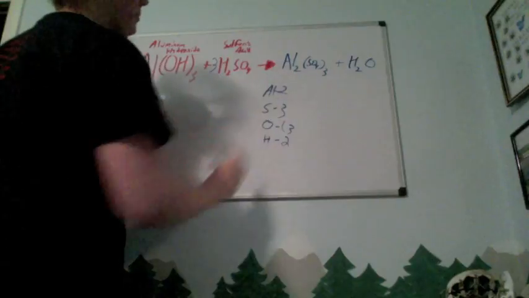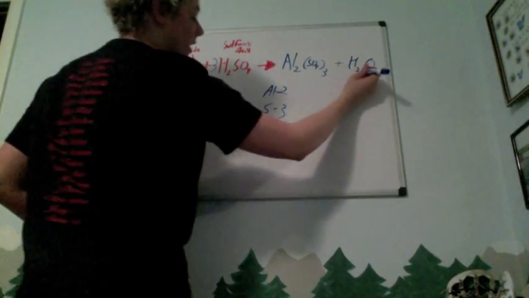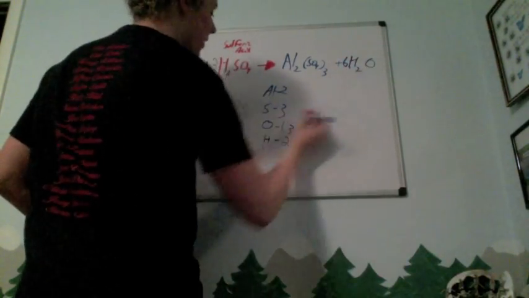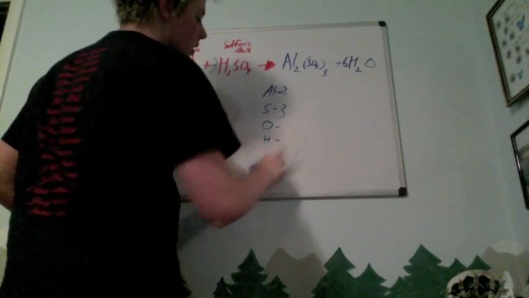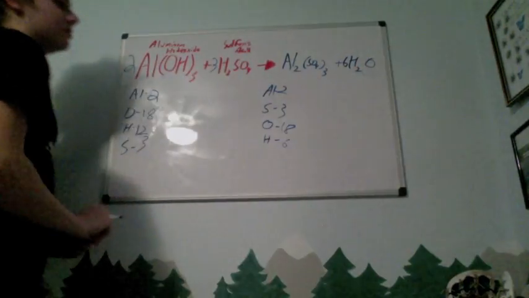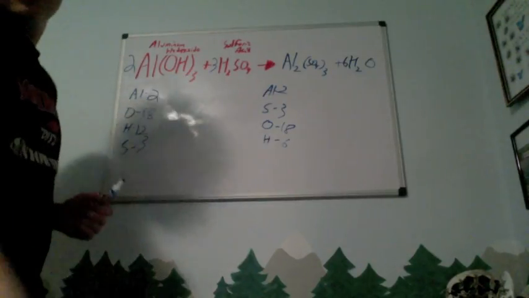So our easiest step now is going to be finding out how to balance it over here. So we need to multiply by 6 to get the right number of hydrogen. So 6 H2O. And that also adds 6 oxygen. So we have 18 oxygen and 6 hydrogen. And that's how you balance it.